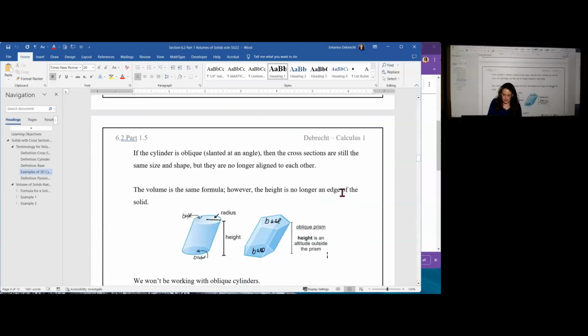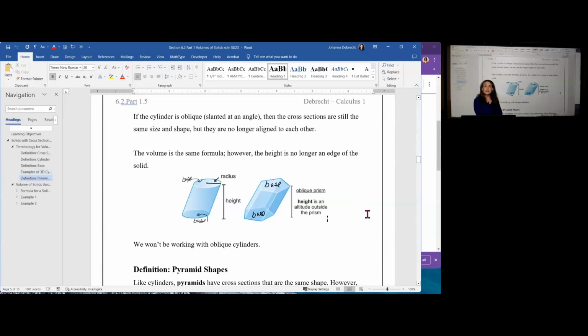Let's now look at a slight variation on this. It is possible not to have a right cylinder, where the base is at a right angle to the height. You could instead have what's called an oblique cylinder, where it's slanted, where the base is not perpendicular to the slanted edge. However, the volume is still given by the area of the base times the height, but this time the height is measured perpendicular to the bases. We'll not be dealing with any oblique prisms, so you don't have to worry about these.